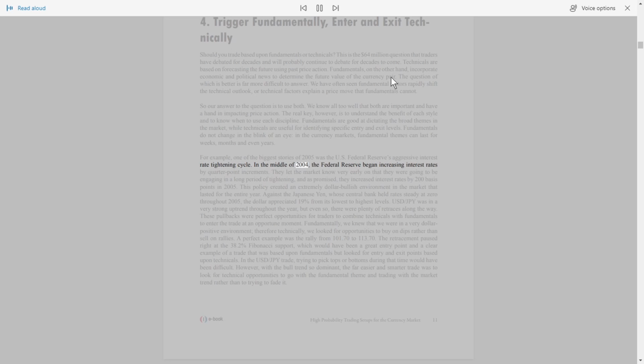In the middle of 2004, the Federal Reserve began increasing interest rates by quarter-point increments. They let the market know very early on that they were going to be engaging in a long period of tightening, and as promised, they increased interest rates by 200 basis points in 2005. This policy created an extremely dollar-bullish environment in the market that lasted for the entire year.